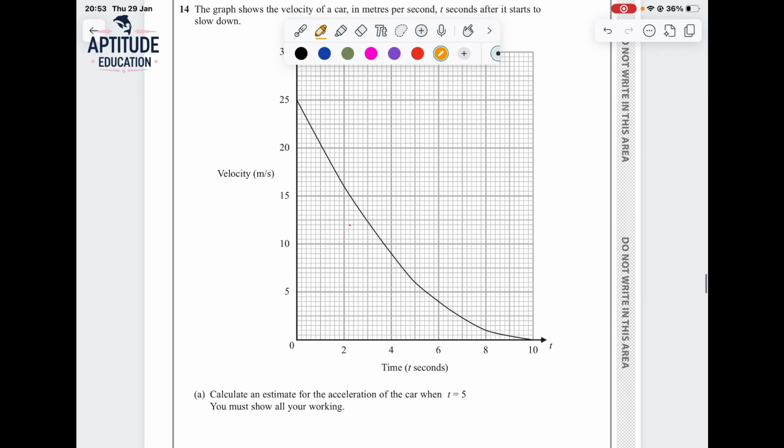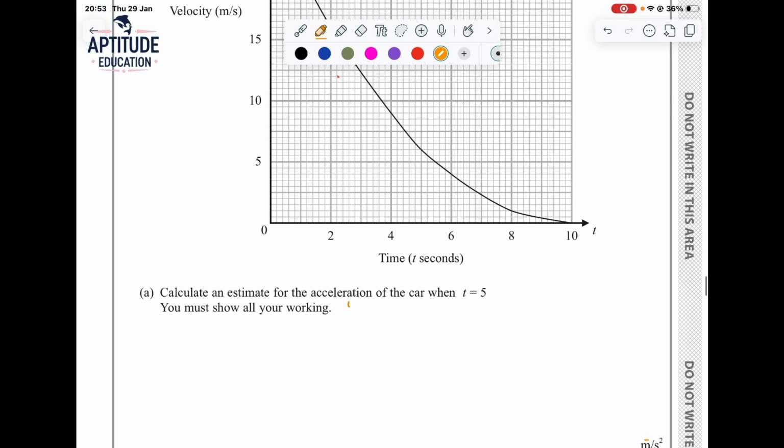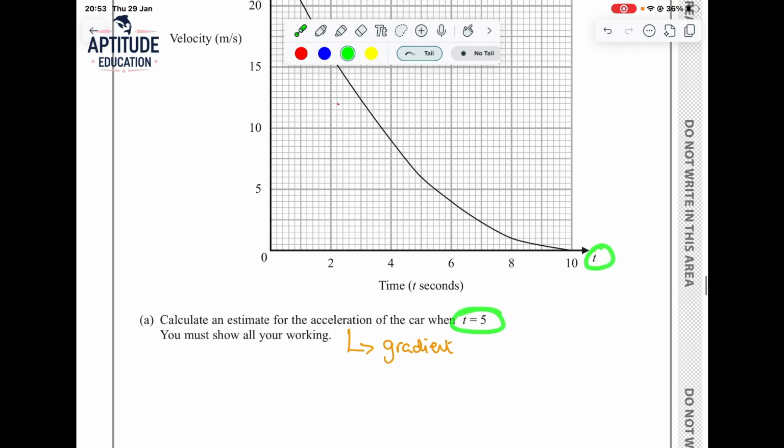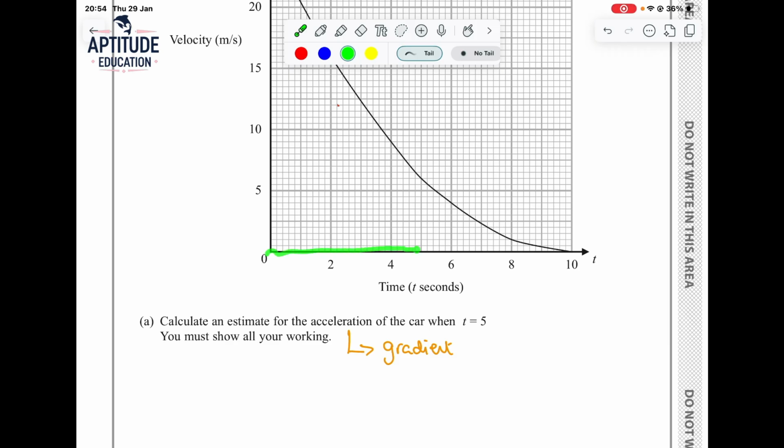So what's really important in this question to unlock all the marks is to know the relationship between velocity and acceleration. To find the acceleration from a velocity time graph, we need to know the gradient. And for this part A, it wants us to know the gradient when t is equal to 5. So we know t is our x-axis, so we go along the x-axis to find 5, and then go up along it to the line, which is around this point.